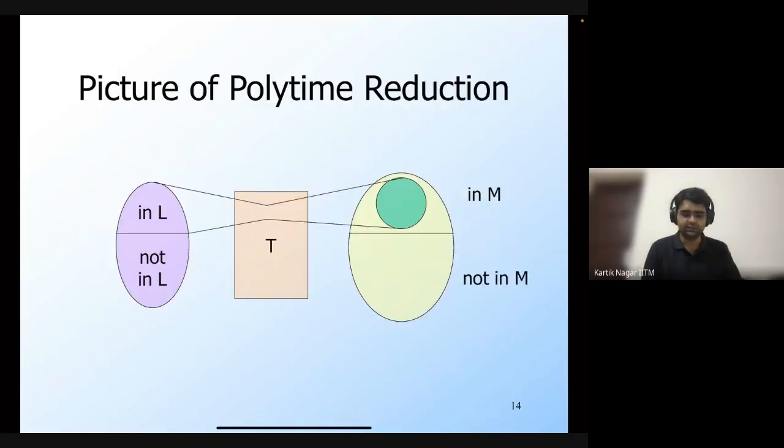So this is the picture of the polytime reduction. Every instance, or every string, that is in L is reduced to an instance in M. So this whole thing is M, and this is not of M.